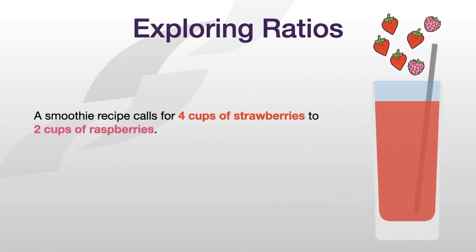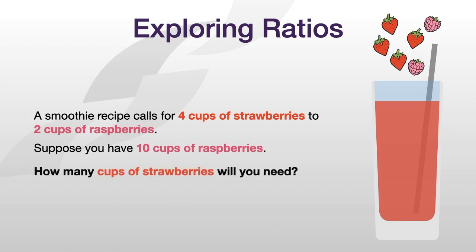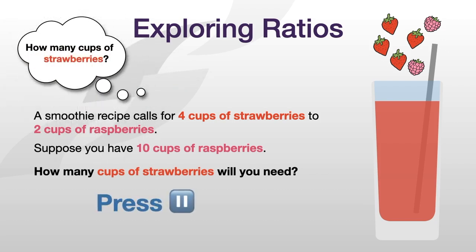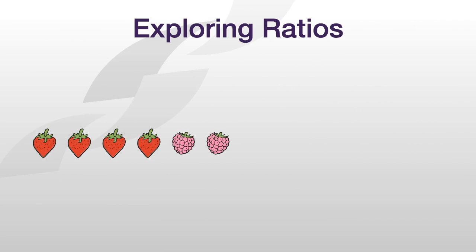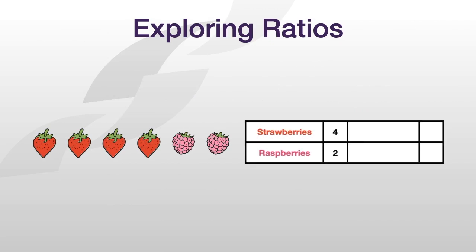A smoothie recipe calls for 4 cups of strawberries to 2 cups of raspberries. Suppose you're making several fruit smoothies and have 10 cups of raspberries on hand. How many cups of strawberries will you need? We can organize this information in a table, gradually increasing the cups of berries using the ratio 4 to 2 until we have the number of cups of strawberries corresponding to 10 cups of raspberries.